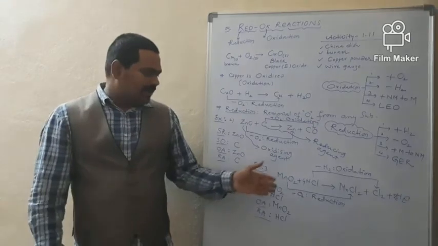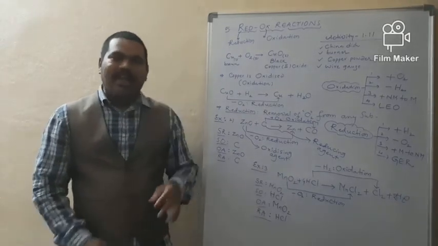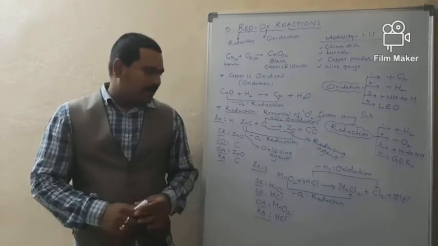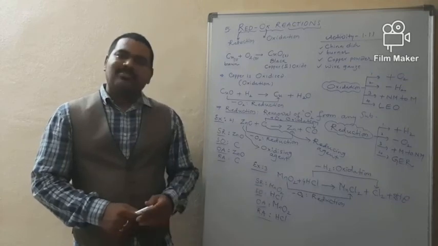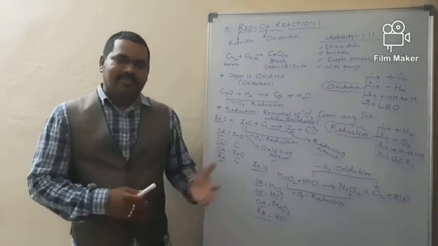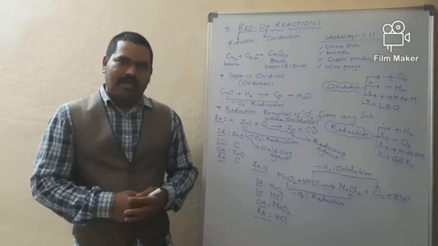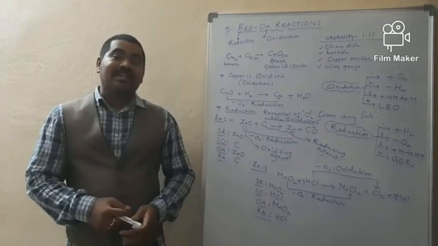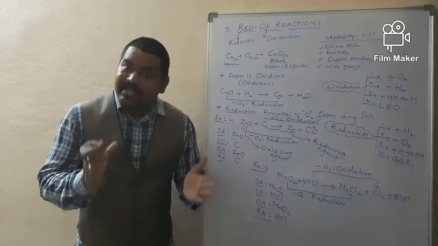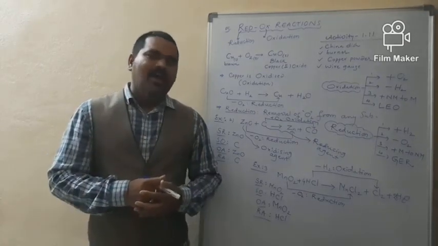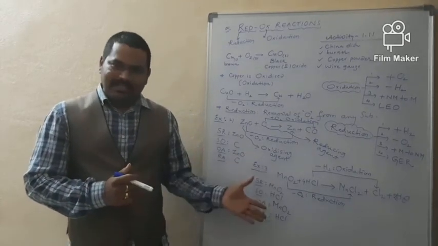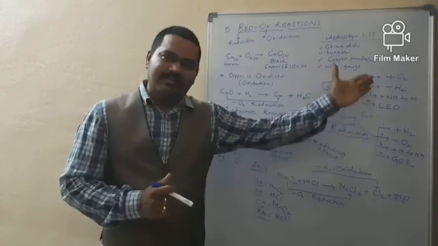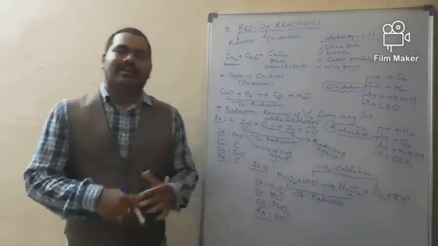In the same way, one more example is awaiting. What is that? Manganese dioxide with hydrochloric acid. Here also the substance reduced is manganese oxide, the substance oxidized is hydrogen chloride, the oxidizing agent is manganese dioxide, and the reducing agent is hydrogen chloride. Now, how are you going to finalize all these things? On the basis of any one of the definitions of oxidation and reduction.